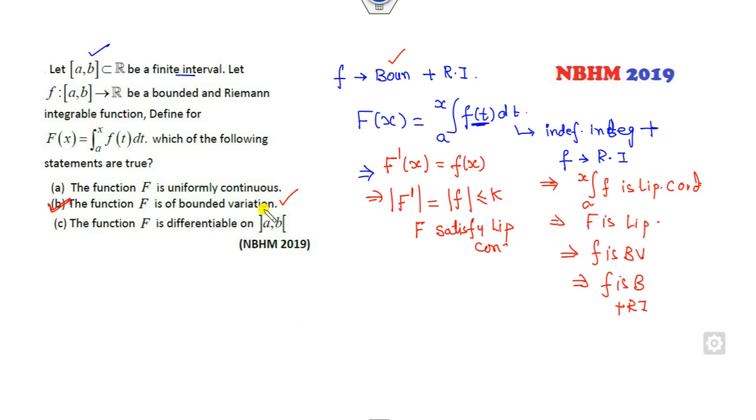Fine. Now, if it is of bounded variation, moreover, you can easily say it is a uniformly continuous function, and F is differentiable. We already proved that because it's Riemann integrable. So all are correct options for this particular example. So you can see a very simple approach. You can find the solution of this one.